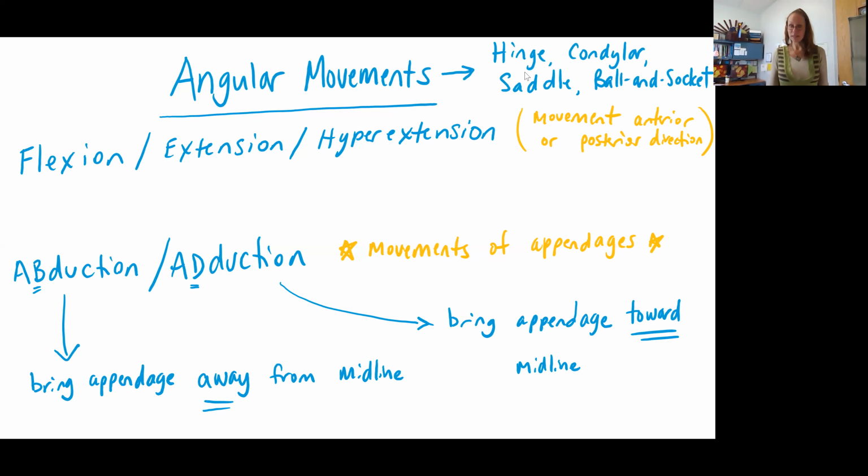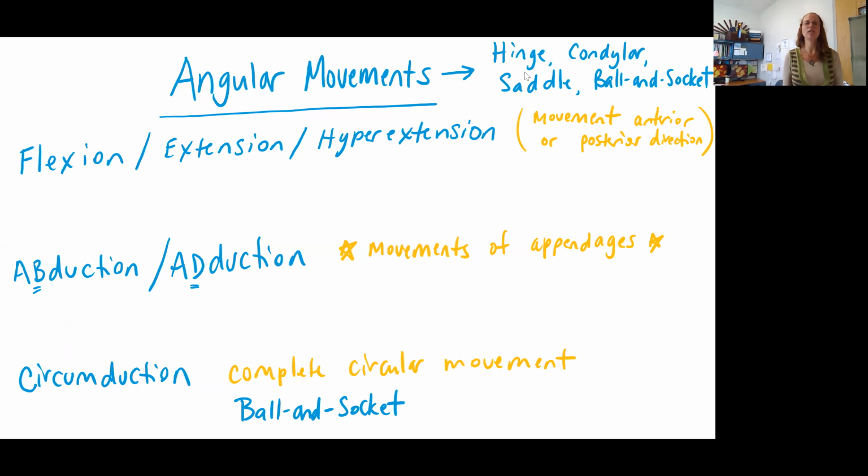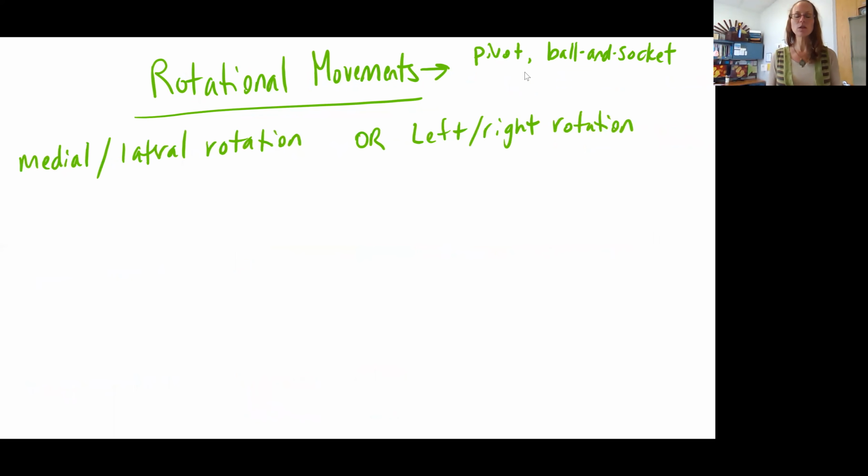If I am standing in anatomical position and I spread my toes, that would be what? Abduction. And if I bring my toes back together, that would be adduction. Good job. Okay. Circumduction can only occur with the ball and socket joint, and that is making a complete circular motion there. Okay, next we're going to look at what are called rotational movements.